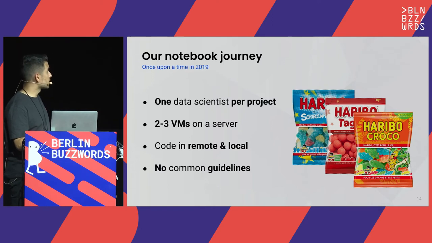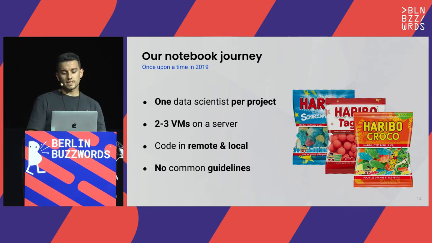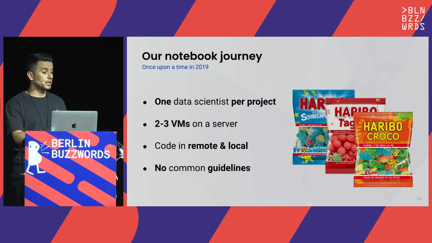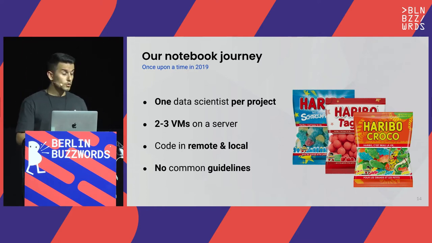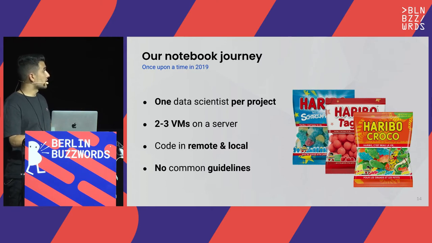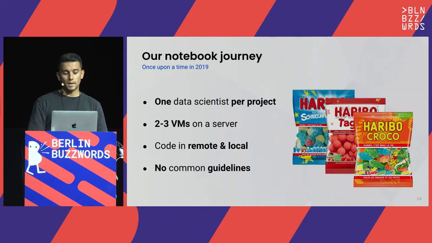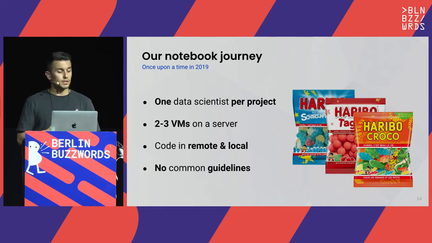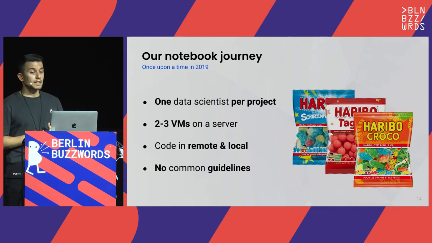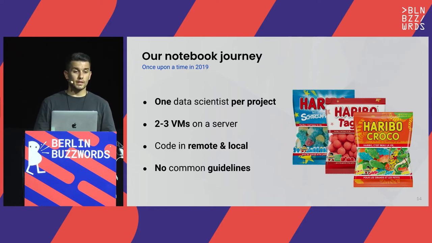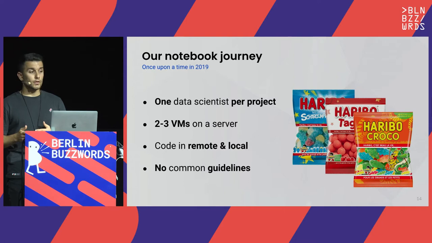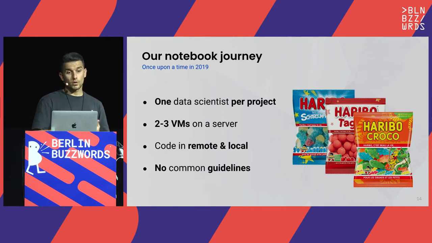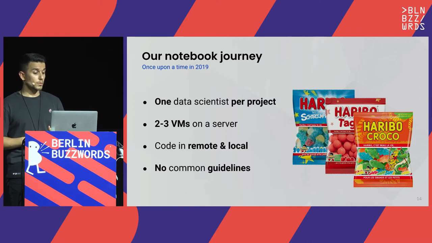So remember the first picture I showed you? Back in 2019, we were rather in this kind of sharing. We had one data scientist per project, working on virtual machines hosted on a server. So based on the picture, you had one data scientist working on just one candy pack, so one flavor. Most of the code was sometimes remote on those virtual machines, sometimes local on our personal laptops. In the end, there were no common guidelines. It means that apart from the models and the datasets, the notebooks and scripts were often left aside, either on those virtual machines or, worse, on our personal laptops, so there was no traceability.